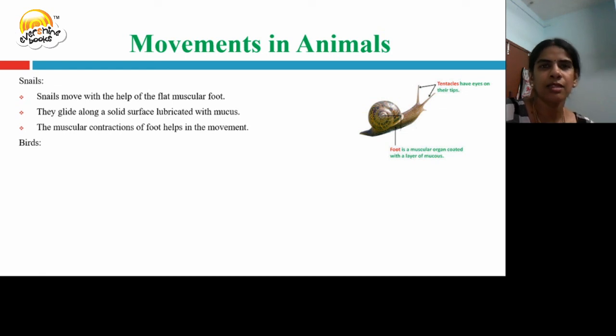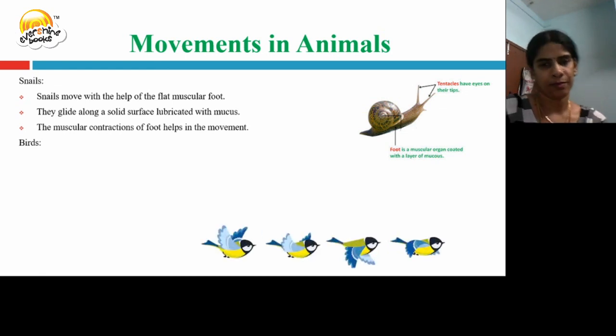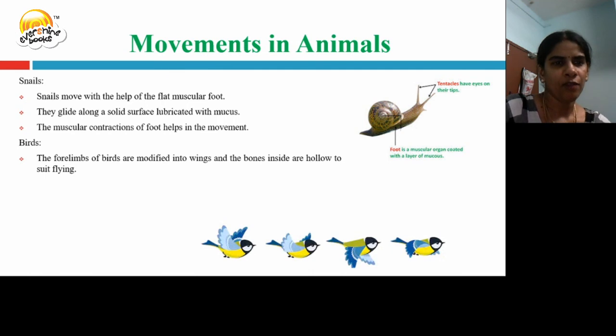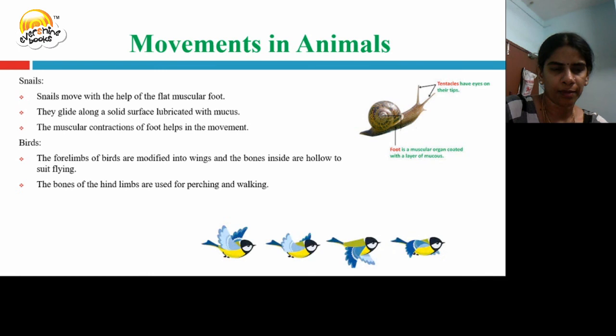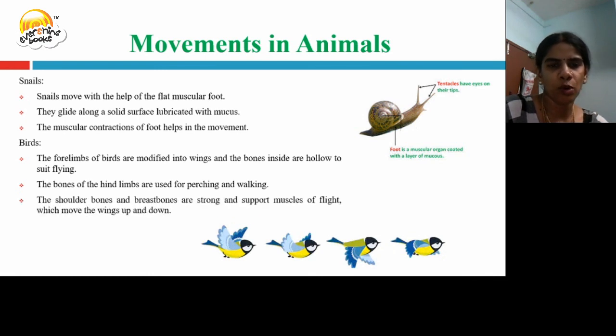Let us discuss movement in birds. We know that the forelimbs of birds are modified into wings. The bones are hollow, which helps them to fly. The bones of the hind limbs are used for perching and walking. The shoulder bones and the breast bones are very strong and support muscles for flight, which help the wings to move up and down.